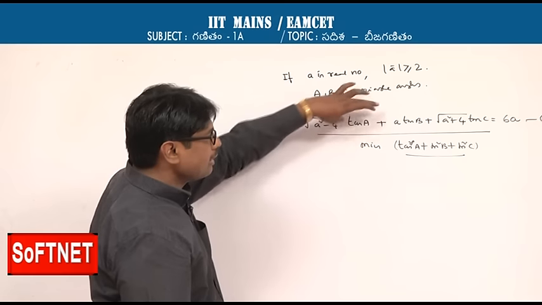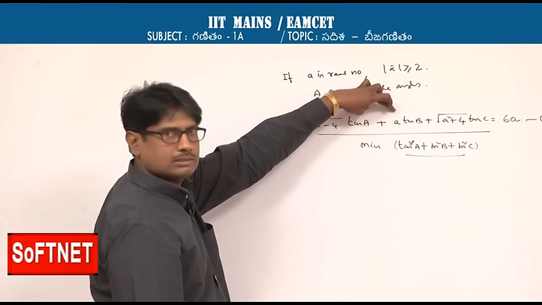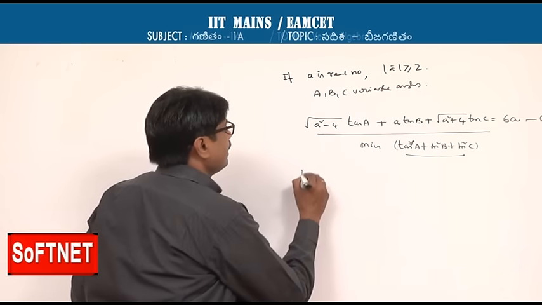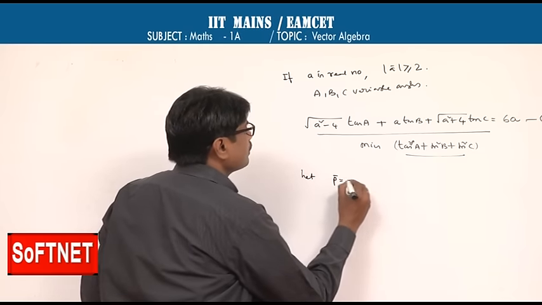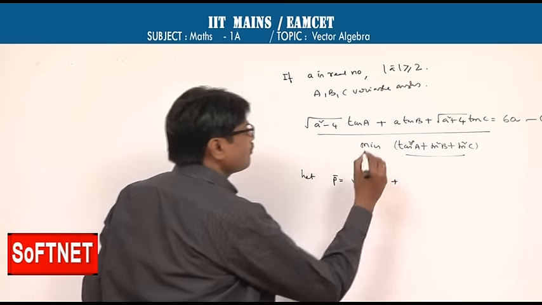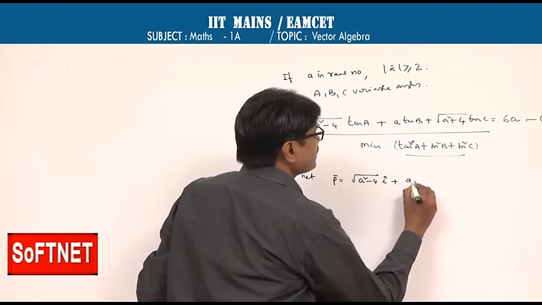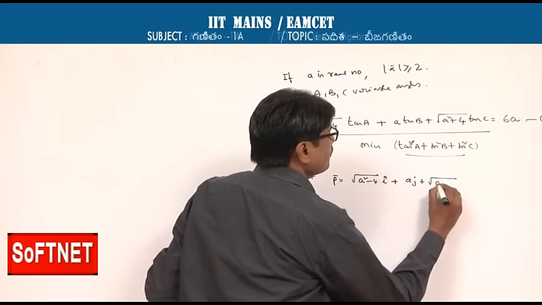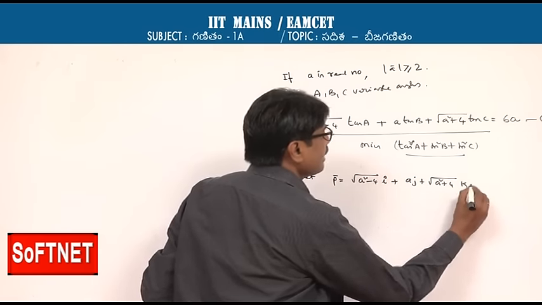ఇక్కడ కరస్పాండింగ్గా 2 వెక్టార్లను తీసుకుందాం. Let P bar is equal to root of A square minus 4 times of I bar plus A times of J bar plus root of A square plus 4 times of K bar.